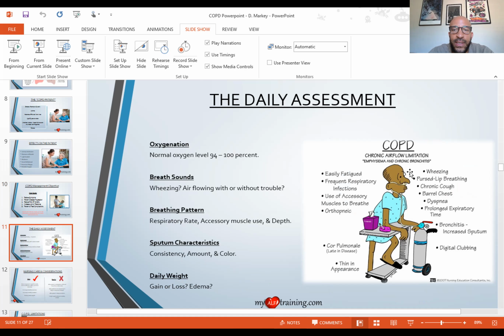And then this diagram here just goes to show in a little bit more detail what we just talked about. So these patients have frequent respiratory infections, wheezing, chronic cough, shortness of breath, prolonged expiratory time. They have bronchitis, so they have increased sputum, digital clubbing, and they're thinner in appearance sometimes.